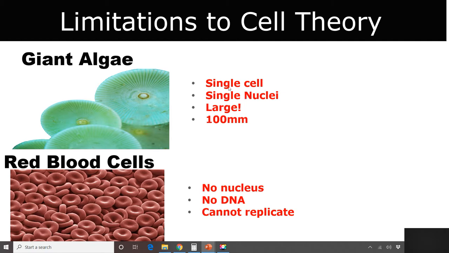So this is a single cell with a single nucleus, but it can be up to 100 millimeters long, which is pretty big for a cell. And at the top, I said that all cells contain genetic material, which is true most times except for red blood cells. They don't have any nucleus and they don't have any DNA, and they cannot replicate by themselves.